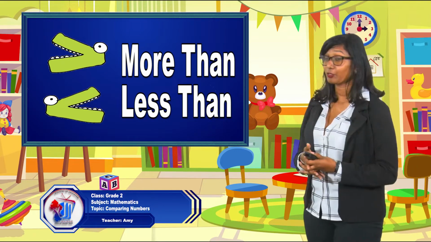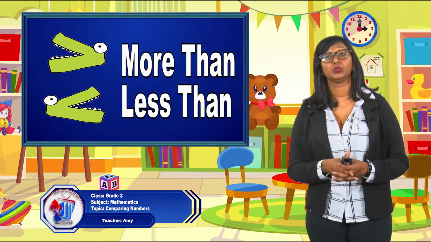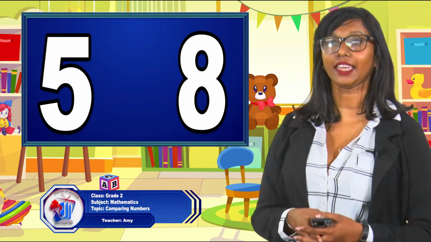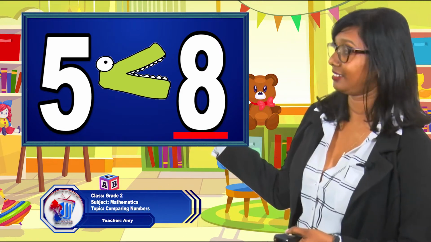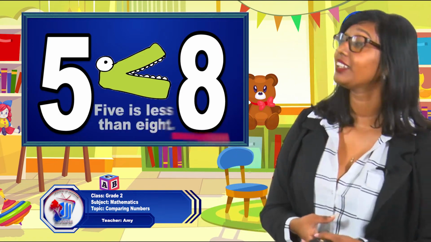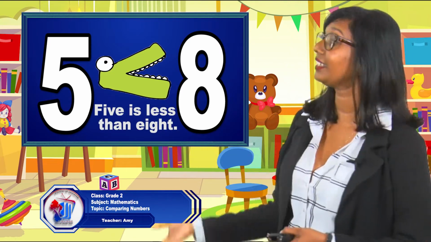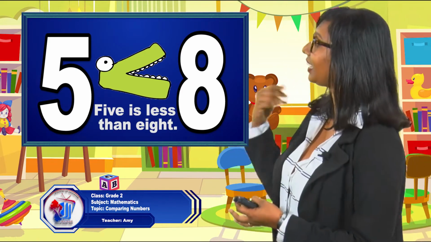Now let's take a look. Remember, the alligator's mouth will always be open to the bigger number. So let's take a look. 5 and 8. Which number is bigger? The number 8. So the mouth of the alligator will be facing 8. To read this now, yes, we can read numbers too. To read this, we say 5 is less than 8.